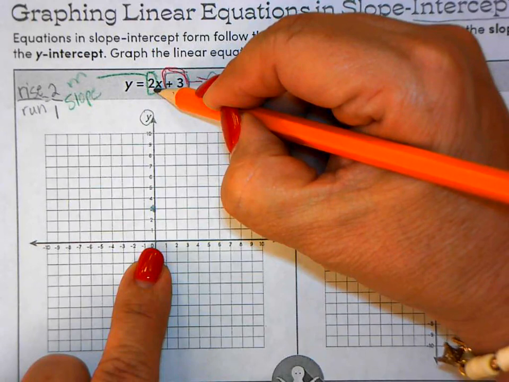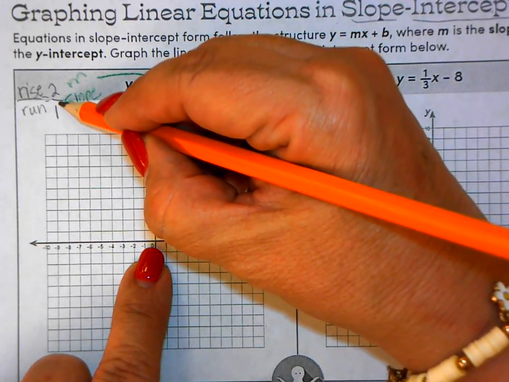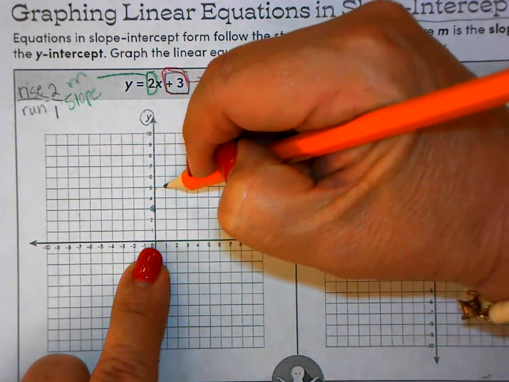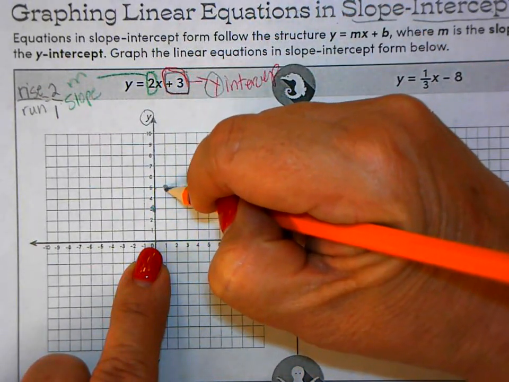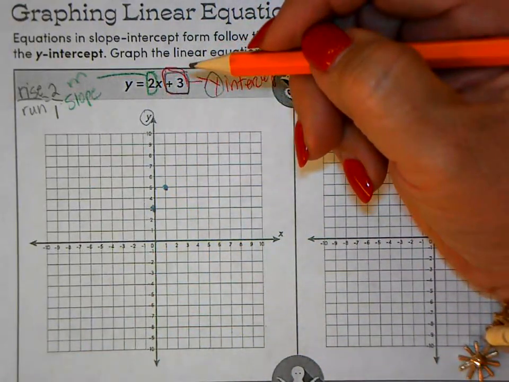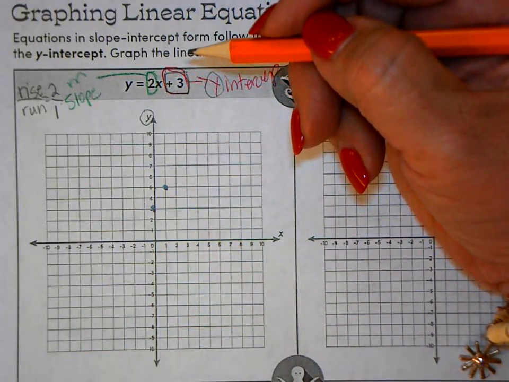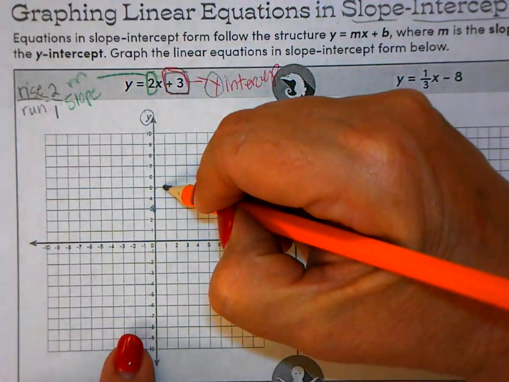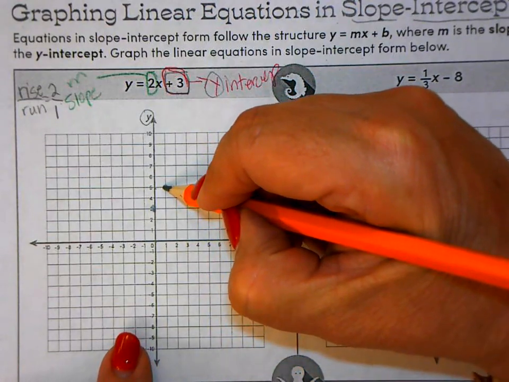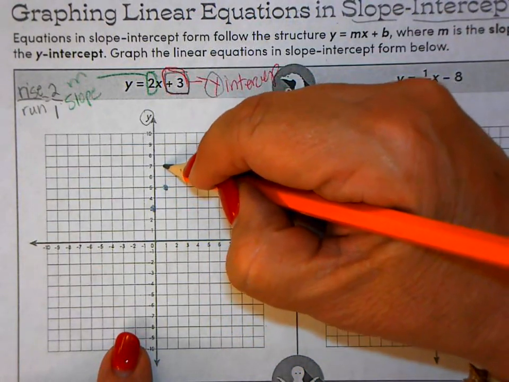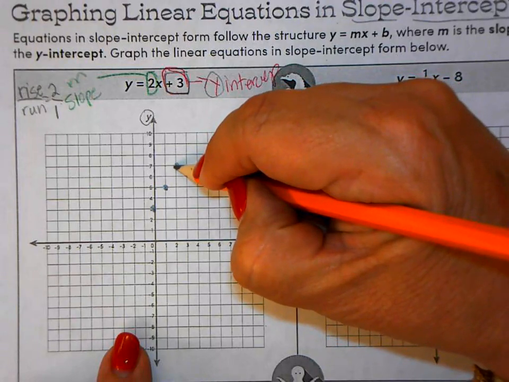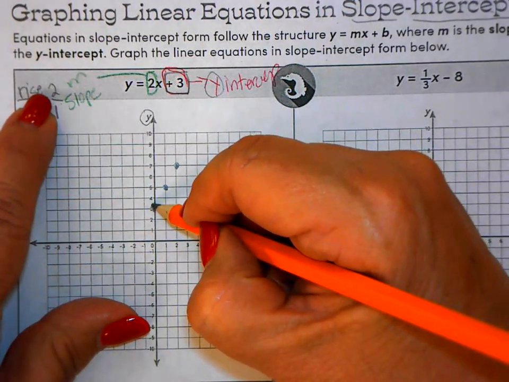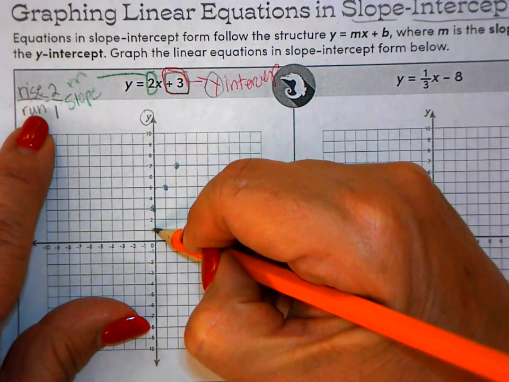When it is a whole number, I need to change that to a fraction. So I'm going to have a rise of 2 and a run of 1, and this is where my next point's going. I can continue on to add additional points so that I can get a line. So it's 1, 2 over 1. If I'm working backwards, then I'm going to have a negative 2 and a negative 1.